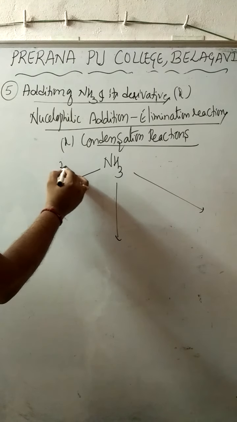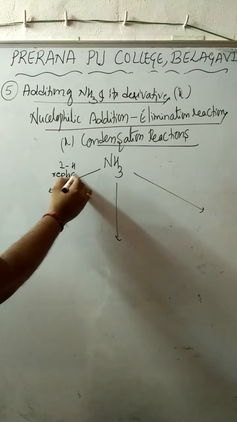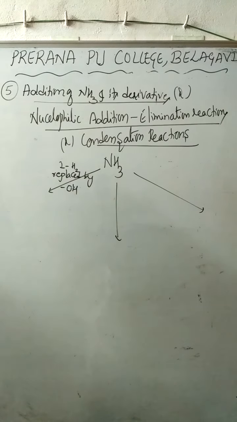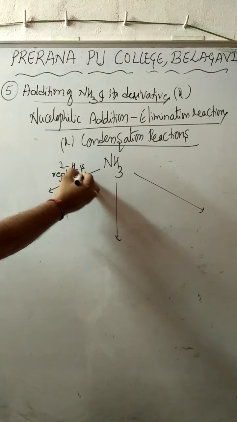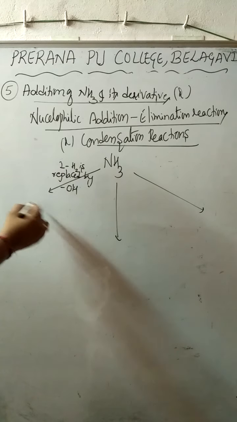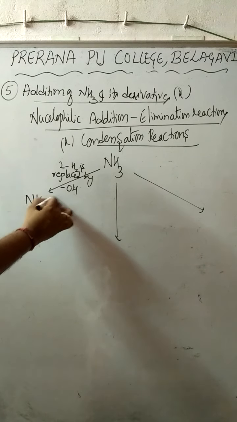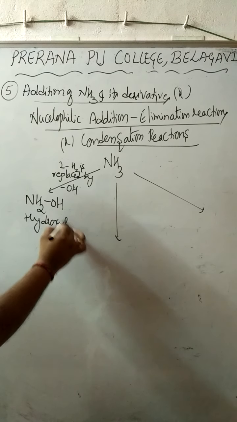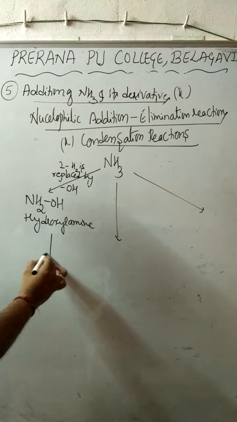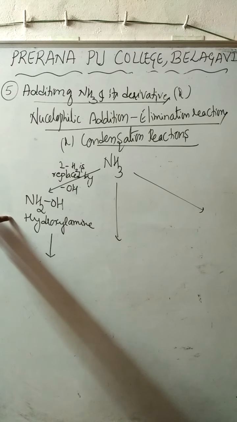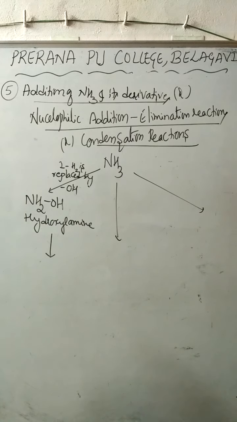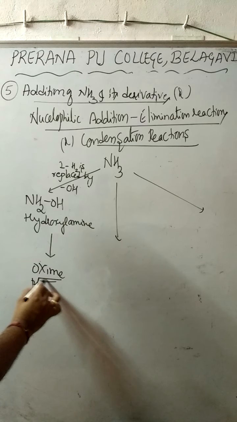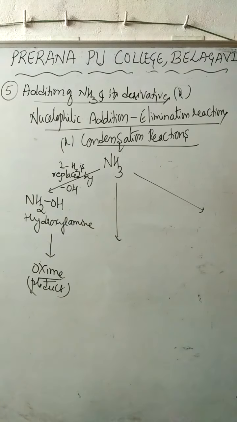So when one hydrogen atom in ammonia is replaced by OH, what will be the formula? The formula will be NH2OH. So this NH2OH is the first derivative of ammonia, which is called as hydroxylamine. So if this hydroxylamine is involved in a chemical reaction, the product which is obtained is called as oxime, O-X-I-M-E. So oxime is the name of the product obtained.